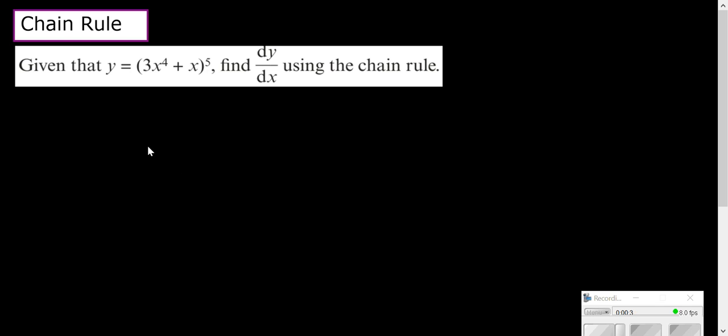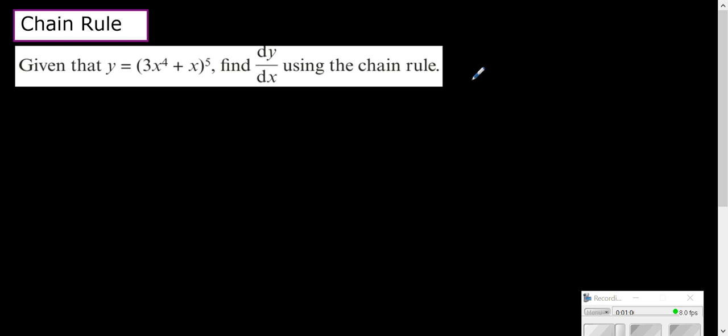Now you can see from this example here, y equals 3x to the 4 plus x, all raised to the power of 5. So we can say that's a function of a function because it's this function of x in the brackets that you would work out first, and then you take that function and you raise it to the power of 5, which is in fact invoking another function afterwards. So there is a rule that helps us with this, and it is the chain rule, as I just said.